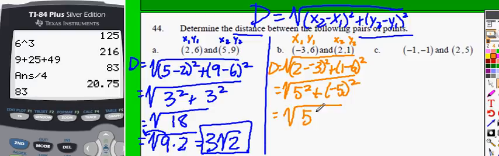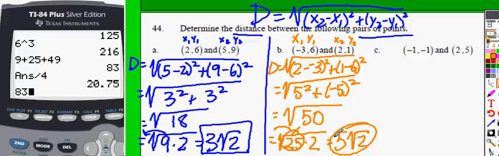which is just the square root of 50. Simplifying this, root 50, the biggest perfect square that goes into it is 25. So this is 25 times 2. 25 earned its way out of the radical, so it becomes a 5, and 2 is left behind.